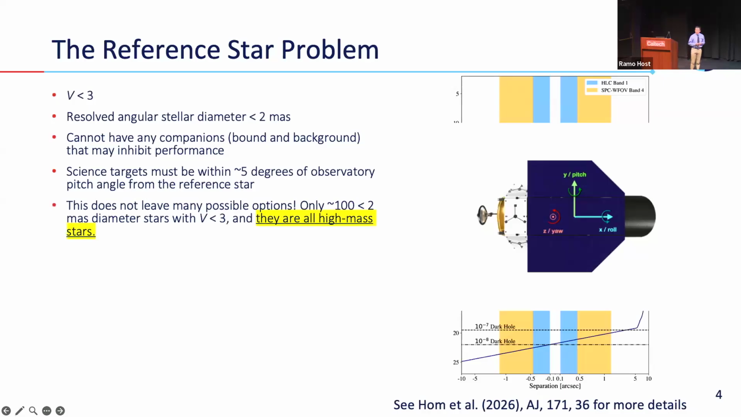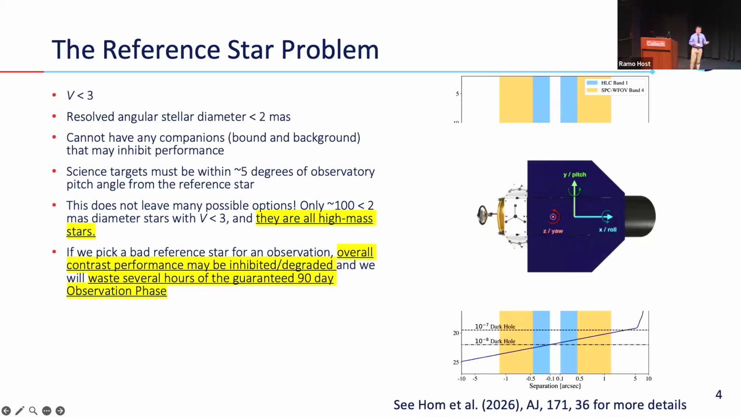So this doesn't really leave a lot of options. There aren't that many super bright stars that also have really small diameters, right? A lot of super bright stars are pretty close by and relatively well resolved. And guess what? Out of the ones that remain, they're all high mass stars. And if you know anything about high mass stars, you know that stellar multiplicity rates are extremely high.